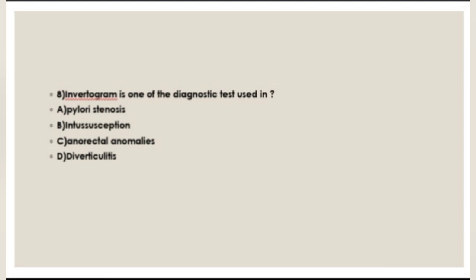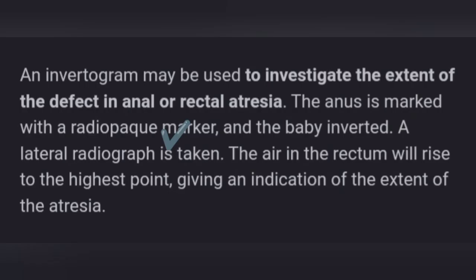Invertogram is one of the diagnostic tests used in A. Pyloric stenosis, B. Intussusception, C. Anorectal anomalies, D. Diverticulitis. Option C, anorectal anomaly. An invertogram may be used to investigate the extent of the defect in anal or rectal atresia. The anus is marked with a radiopaque marker and the baby inverted. A lateral radiograph is taken. The air in the rectum will rise to the highest point, giving an indication of the extent of atresia. So, the invertogram is used to detect anal or rectal atresia.